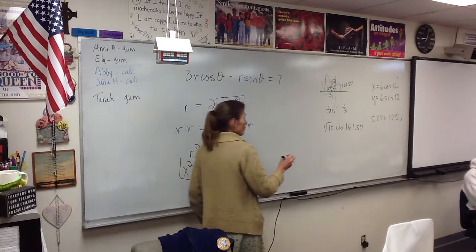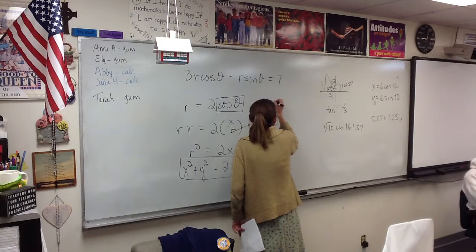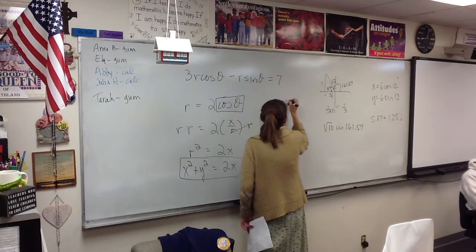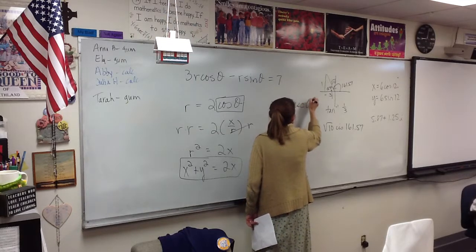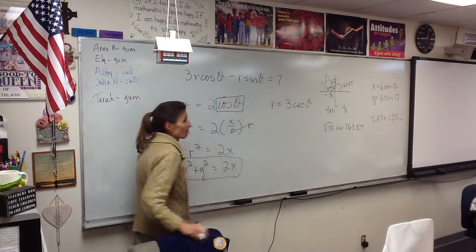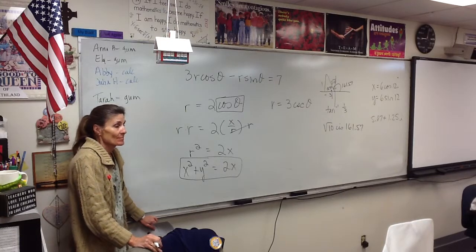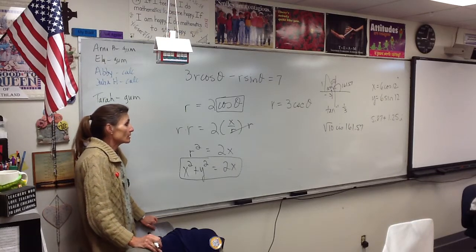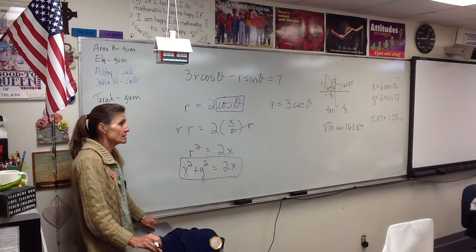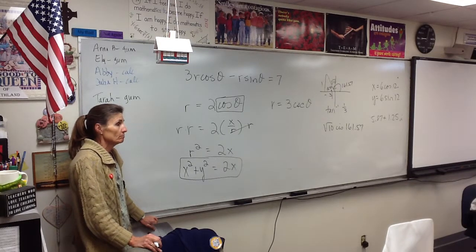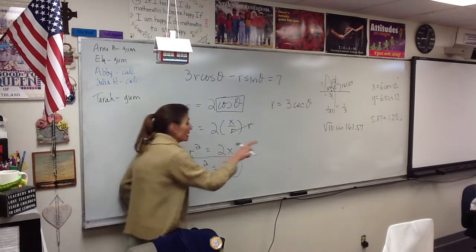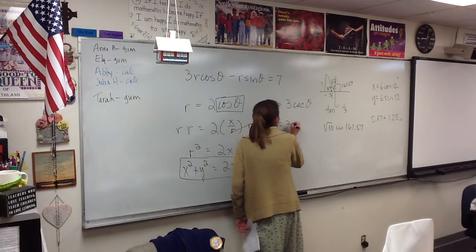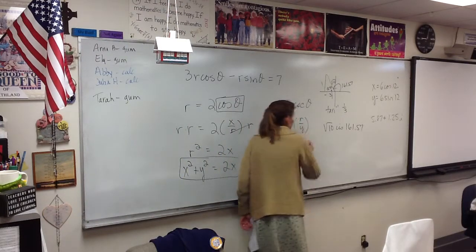Over to the side, let's do another one like that. Let's suppose we had r equals 3 cosecant theta. Be careful, cosecant is the reciprocal of sine, which is y over r, so cosecant would be r over y. Exactly. So that's going to be r over y.